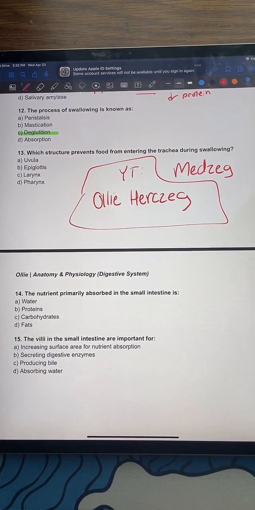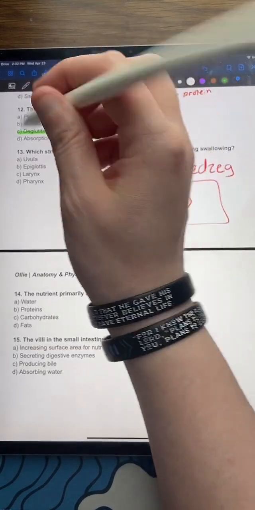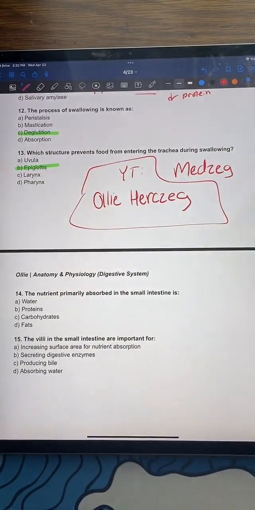We are on number 13. What structure prevents food from entering the trachea during swallowing? The answer is the epiglottis. The uvula is involved in preventing food from entering the nasopharynx, but not the trachea. The larynx is the voice box, and it is part of the airway, but it does not actively prevent food from entering the trachea. And the pharynx is just a passageway for both food and air. It doesn't specifically block anything.